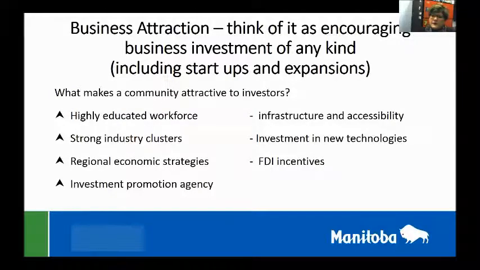So the first thing that we tackle in the handbook is what makes a community attractive to investors. And there's a long list, but I think these are probably the most common ones that we found in the research: businesses are attracted to communities that have a highly educated workforce, where there's strong industry clusters, where there's regional economic strategies, where there's some type of promotional agency to attract investment, where there's infrastructure and accessibility, where communities are investing in new technologies, and where there's incentives for foreign direct investment.